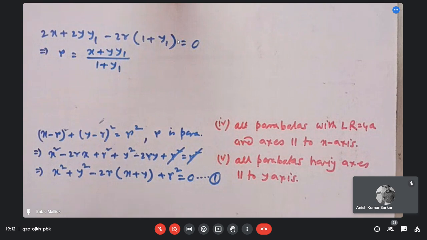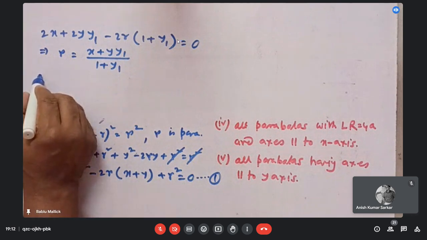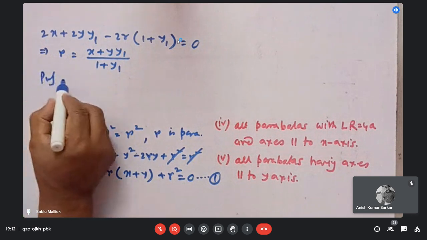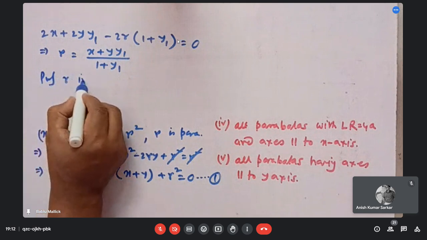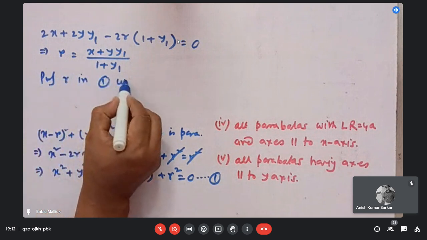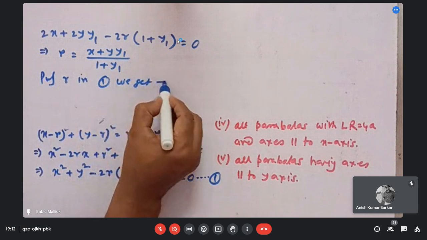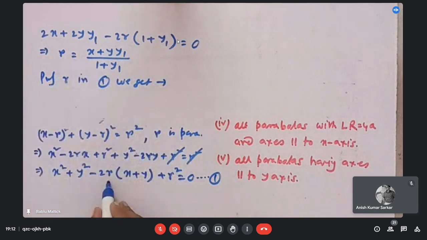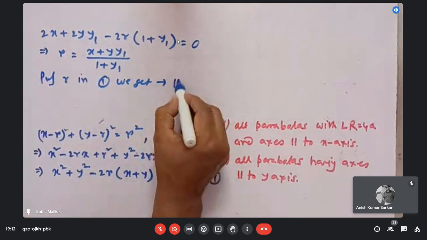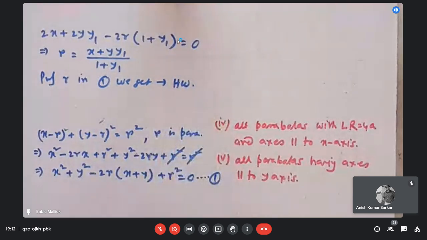Now put this value of r in 1. Write, this is your homework: putting r in equation 1 we get, you put the value of r here and then you have to simplify it. This is your homework. You will do this.